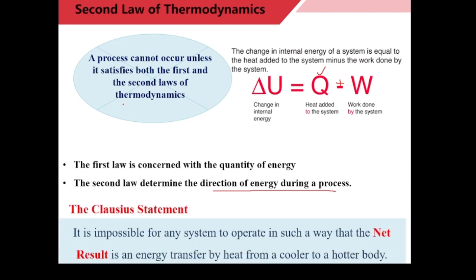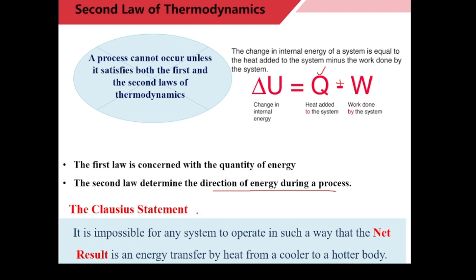So what is the statement of the second law of thermodynamics? Clausius statement: it is impossible for any system to operate in such a way that the net result is an energy transfer by heat from a colder to a hotter body. There is no such system that can transfer heat from a cooler to a hotter body. Now this is the statement of the second law of thermodynamics.